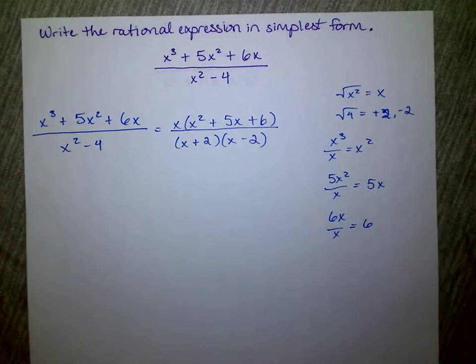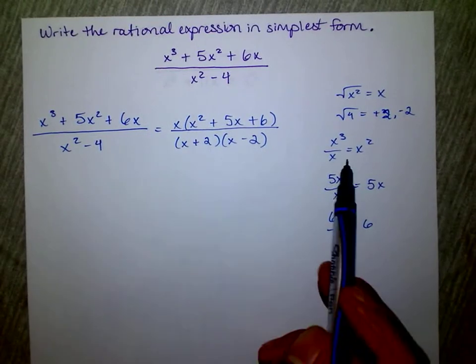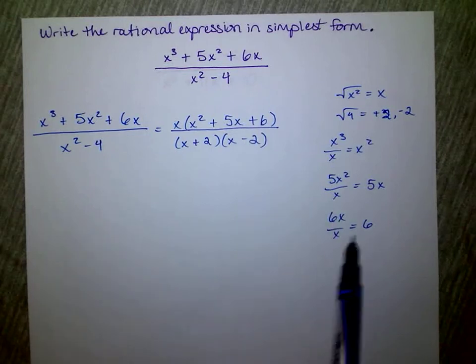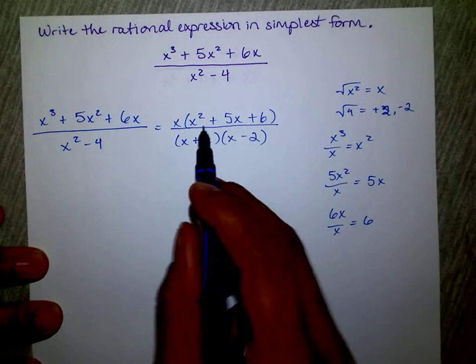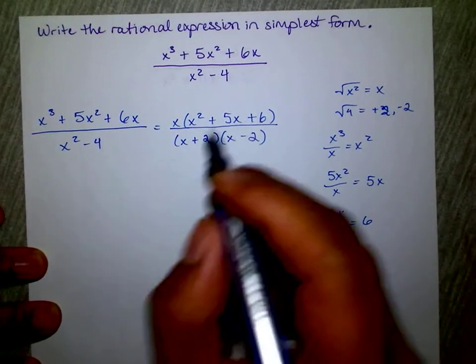Alright? So those are all the terms that I got when I factored out an x: x squared, 5x, and 6. Okay, factoring out an x. Now I want to go ahead and factor this one right here, this polynomial, x squared plus 5x plus 6.